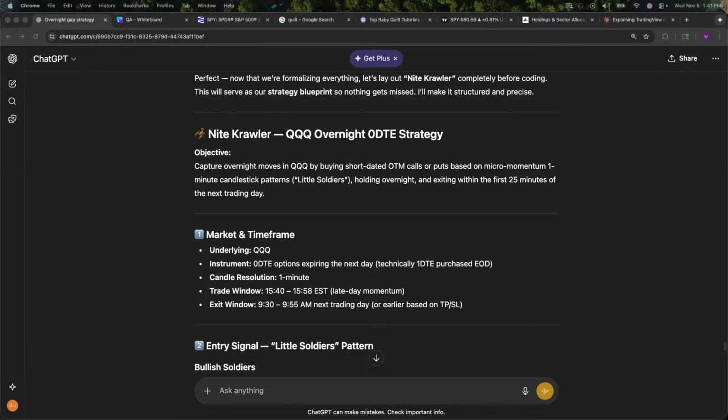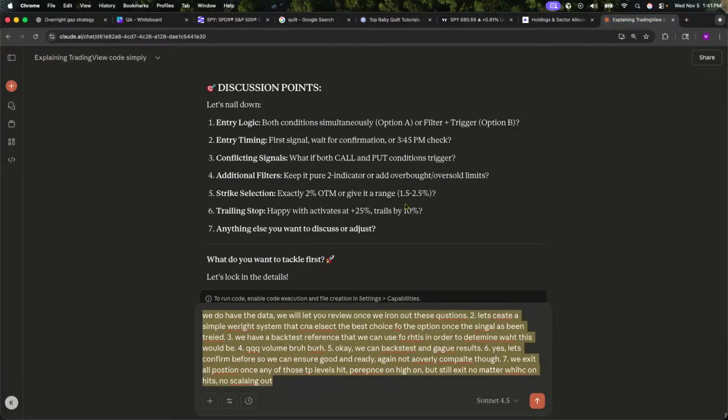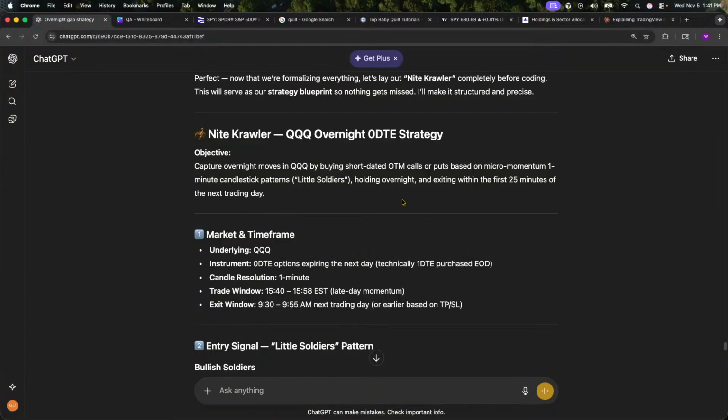Now, with our Nite Krawler bot, we created this in ChatGPT. I was using Claude and Anthropic to create a version of this bot as well, but I like what ChatGPT gave us, so we're going to be using the ChatGPT version. I just want to go over real quick, before we get into the actual coding of the bot, I'm using Cursor, and inside Cursor, we're going to be using Claude Code.